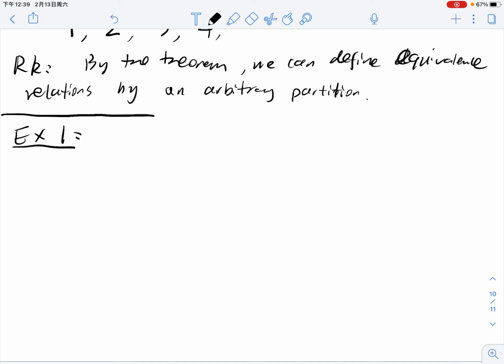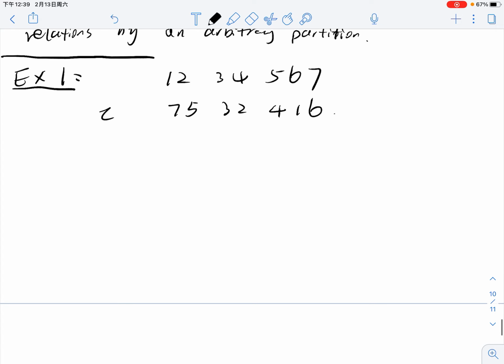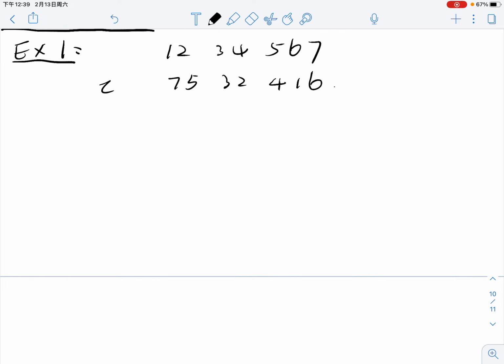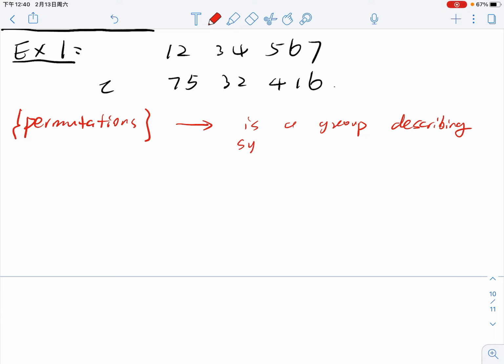Next, let's look at some interesting example. Suppose you have the following permutation. In the above, we always view a permutation as some element or set, but actually, I would like to see permutations has an ample structure. If you consider all the permutations, this is a group. Describe all the symmetry, describing symmetries of the set.